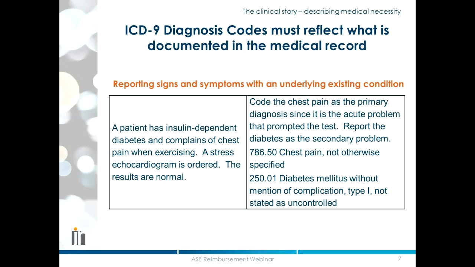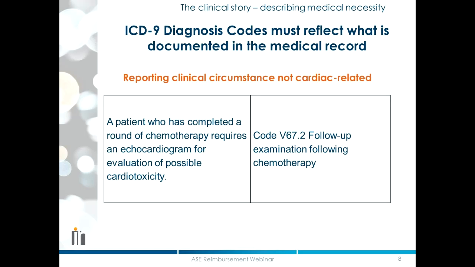Slide 8. This is reporting clinical circumstances not cardiac-related. So a patient who has completed a round of chemotherapy requires the echo for evaluation of possible cardiotoxicity. And as you can see, what I discussed before, there's a V code. There's a couple of different ones. This particular one is the follow-up exam following chemotherapy. So again, it supports the order for the echo, even though it's not necessarily a cardiac-related disease.